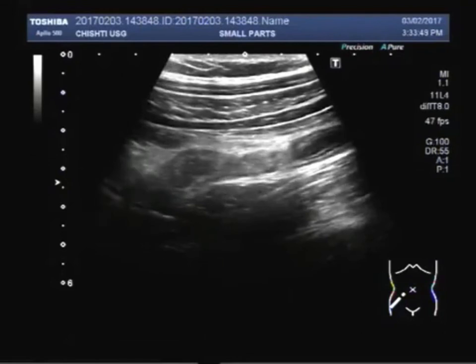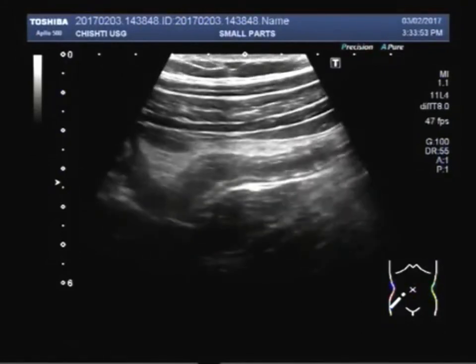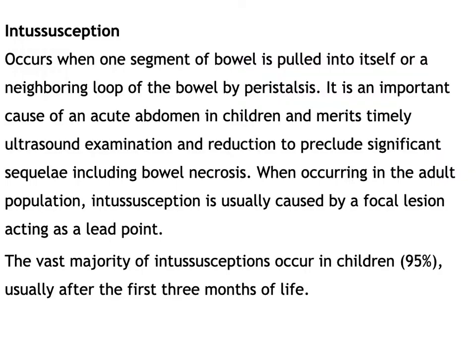So appendicitis, that's number one. Let's move on. Another important thing you want to look at, in children, is intussusception, or invagination, as we also call it. Intussusception is an important cause of acute abdomen in children, and with intussusception you have to act very quickly, because you have to avoid bowel necrosis. You have to avoid this complication. Bowel necrosis can lead to other diseases and produce more complications, usually in babies.